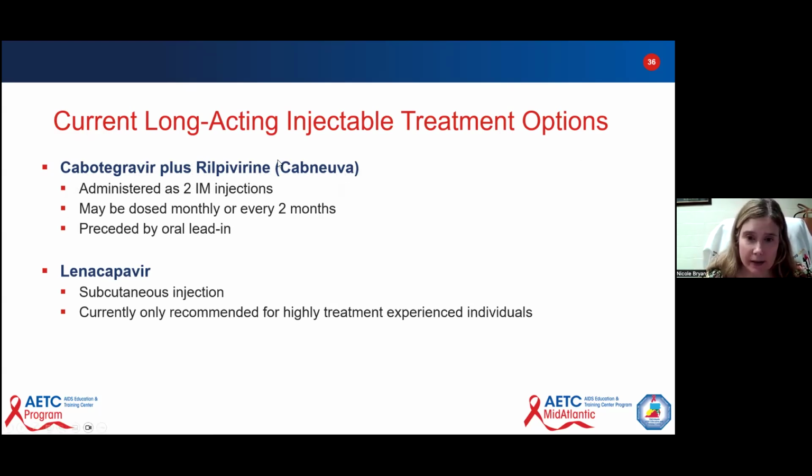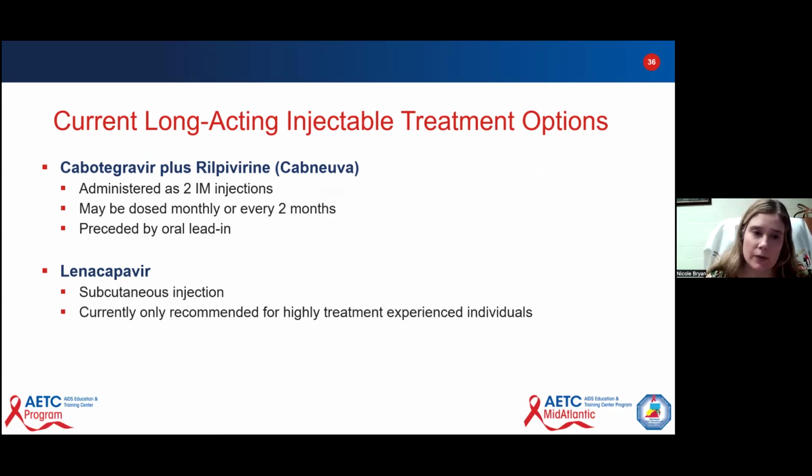The first is Cabenuva, the brand name. It's cabotegravir plus rilpivirine, and that's administered each as two intramuscular injections. It can be given monthly, but most of the time patients opt for the every other month option. You do start it out typically with an oral lead-in. There's probably more evidence suggesting that you don't absolutely have to do the oral lead-in.